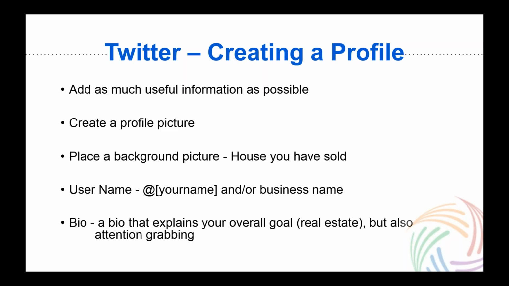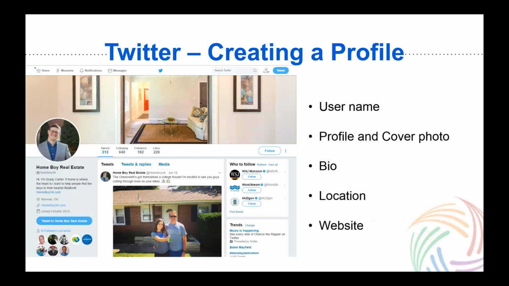And then your bio. A bio just explains your overall goal, but it should also be an attention grabber as well. We're going to actually look at a Twitter profile that we like. This is a real estate agent in Oklahoma. He goes under the name of Homeboy OK. So let's just take a look at everything.